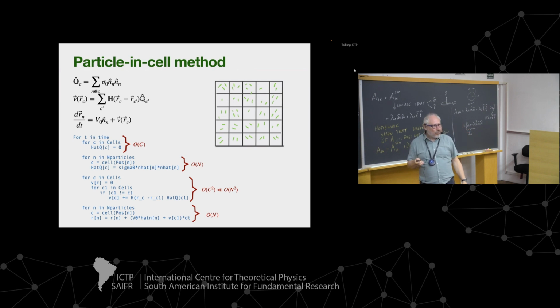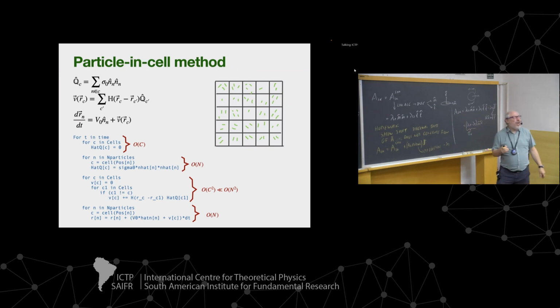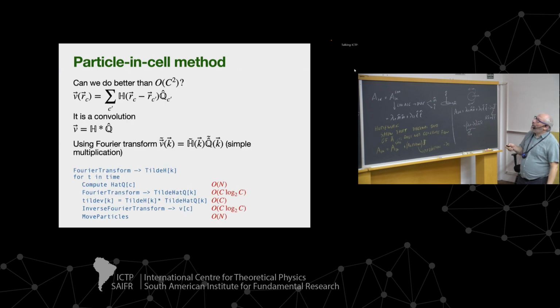Yes? But still, normally you want many cells, and it's going to be slow anyway. Not as slow as before, but slow. But you can do better than this, because the velocity on each cell is the sum over all other cells, h times q. So this is a convolution.